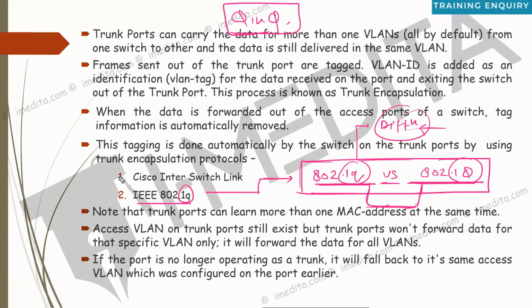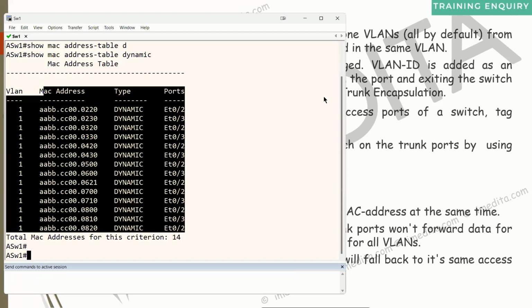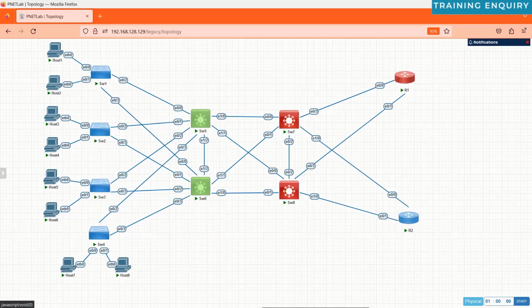Anyway, there are two protocols that we can use to perform trunk encapsulation, tagging of the data when the data exits the particular trunk link. One is called Cisco ISL and one is called 802.1Q. Now, if your device supports both protocols, then you have to define which protocol you want to use. You have to tell the switch port to use either .1Q or ISL.